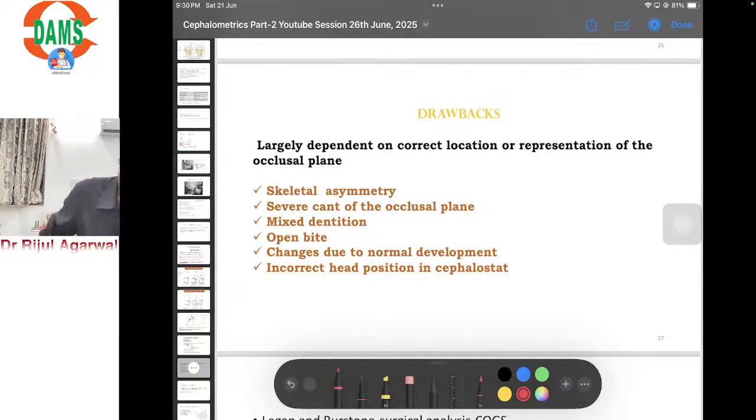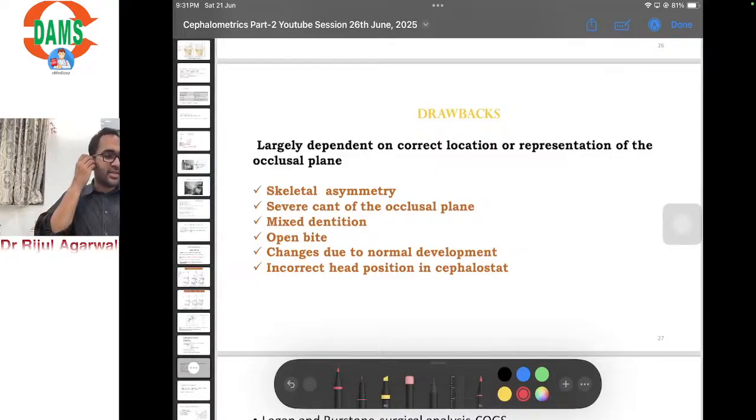Now there are certain drawbacks associated with this appraisal as well. How? Because it is largely dependent on the correct representation of the occlusal plane, and how this occlusal plane can be altered in cases of skeletal asymmetry. So imagine canting of the plane, one side down, one side up, so the occlusal plane is disbalanced. As I said, severe cant of the occlusal plane. Remember pitch, roll and yaw. Also in cases of mixed dentation, or in which the premolars are in the stage of eruption.